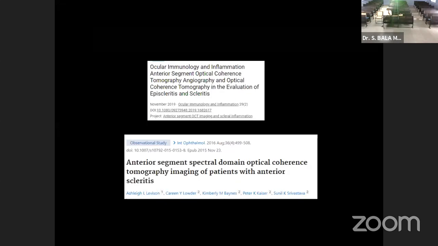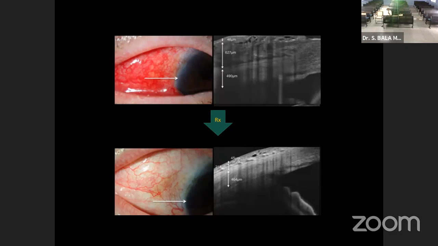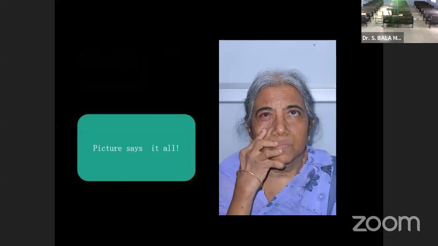And AS-OCT of late has become really handy in the hands of the clinician to capture both before and after treatment. As you can see, the beautiful, remarkable improvement of the intrascleral and the episcleral inflammation captured with the anterior segment optical coherence tomogram. The single most important point for scleritis is the presence or absence of interplexal edema. Why we need to fight for scleritis versus episcleritis is there is more common systemic association with scleritis.